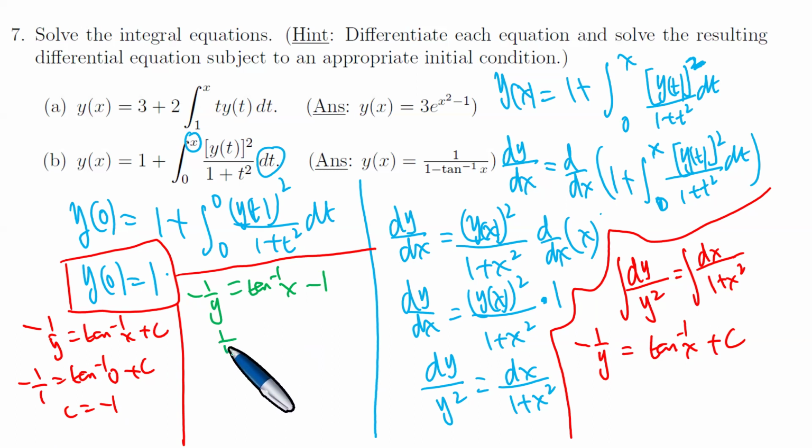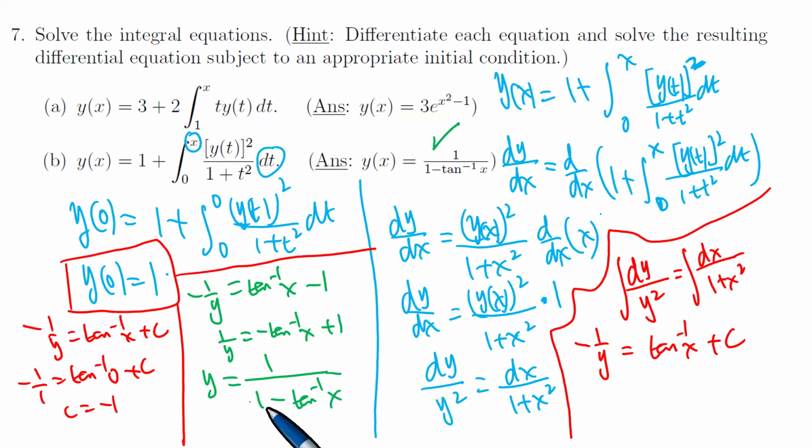Multiply through by the negative, getting 1 over y equals minus that plus 1, which is 1 over, now you can write it like this. It's 1 minus arctan x. So we solved this problem, and that is the answer. But this y, it's a function of x. We just wrote y here, but it's y of x. So we can write here, indeed, y of x.